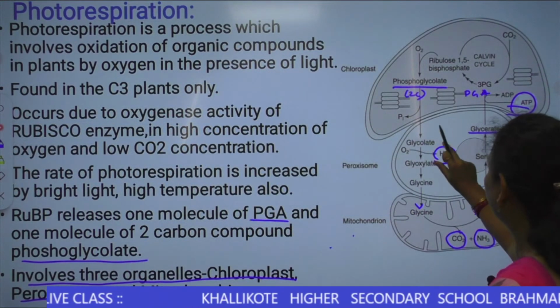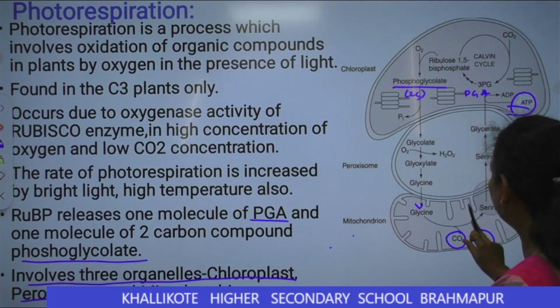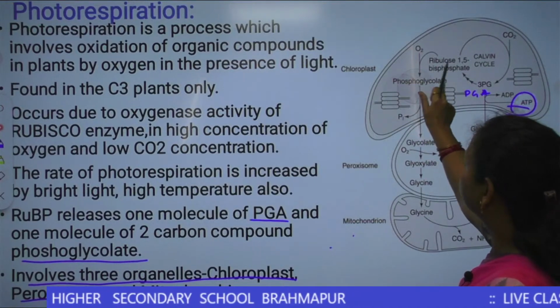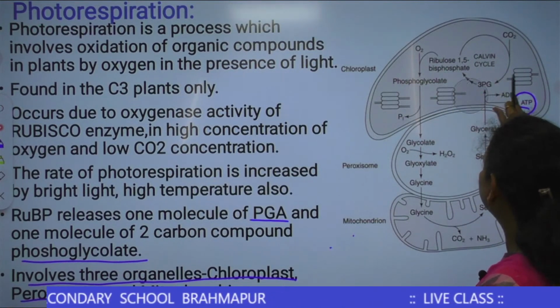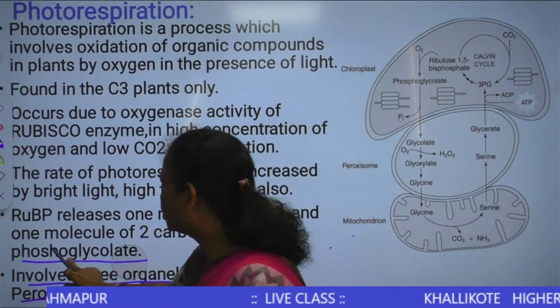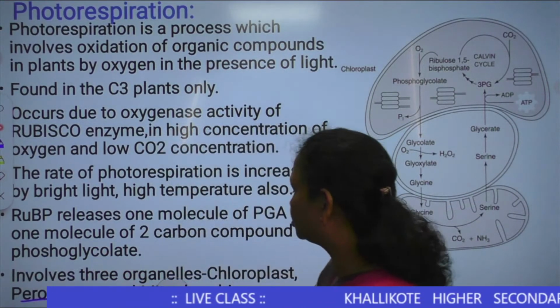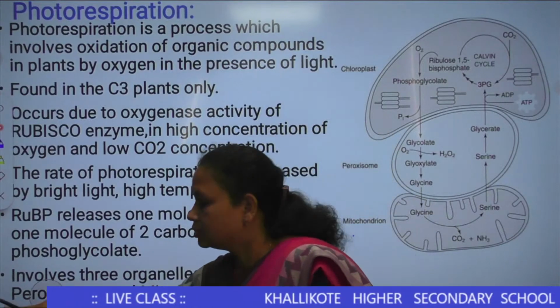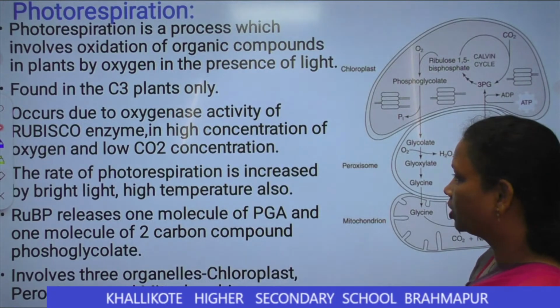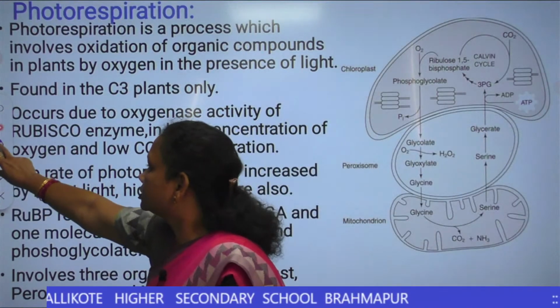So, this is the photorespiration process occurring in the C3 plants. Because PEP carboxylase does not have any oxygenase activity, unlike Rubisco, there is no photorespiration seen in the C4 plants.